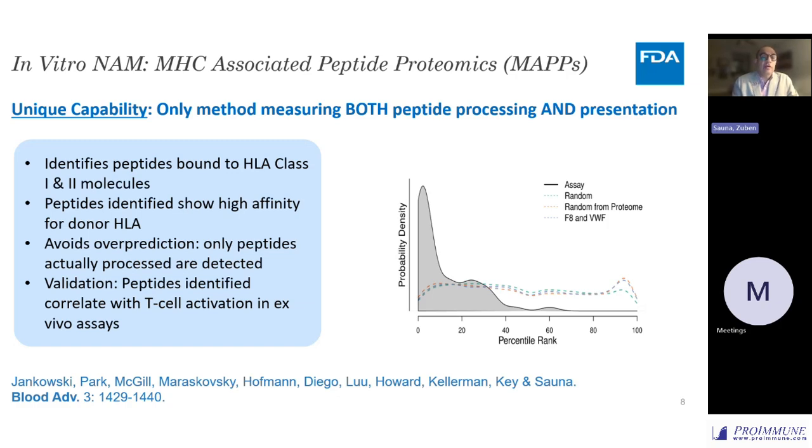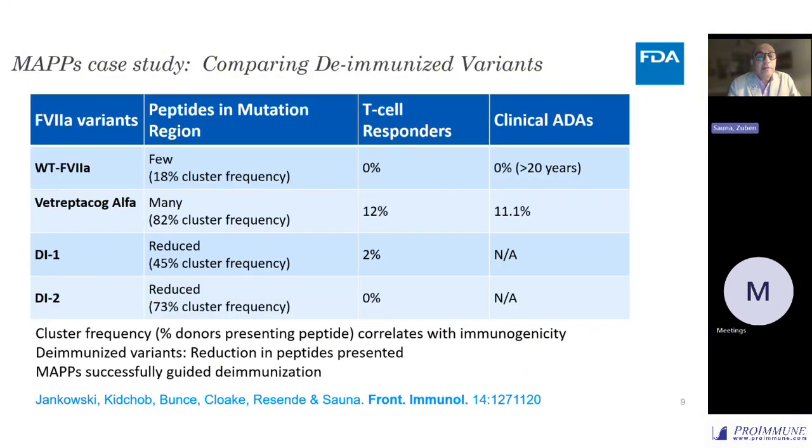Peptides identified correlate with T cell activation in vitro assays. And this method avoids overprediction, as only peptides actually presented by the antigen presenting cells are detected. Here's a MAPScape case study, which is the same example I gave you earlier of the highly immunogenic variant of factor VII that was generated and found to be highly immunogenic.